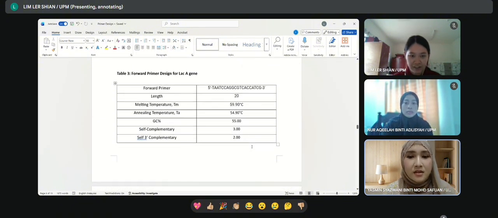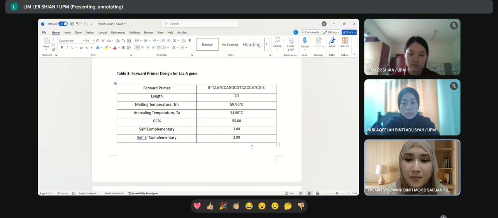Okay, so based on this table, we can see that this is the forward primer that is used, which is 20 bases long, and it binds in the correct region of the gene. Also, the melting temperature here is 59.90 Celsius. So an annealing temperature of 54.9 was chosen to allow proper binding.